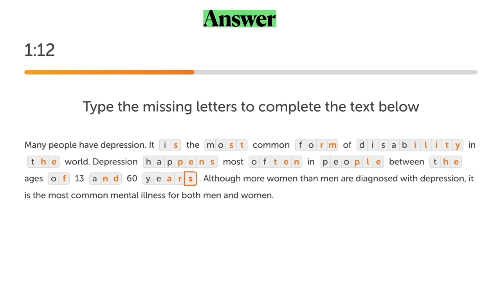Depression dash most often. Now the word depression is the subject of this sentence. So after the subject we need a verb. So we will write the first form of verb, which is happens. Most often in people between the ages of 13-60. So it's going to be 13 and 60 years.